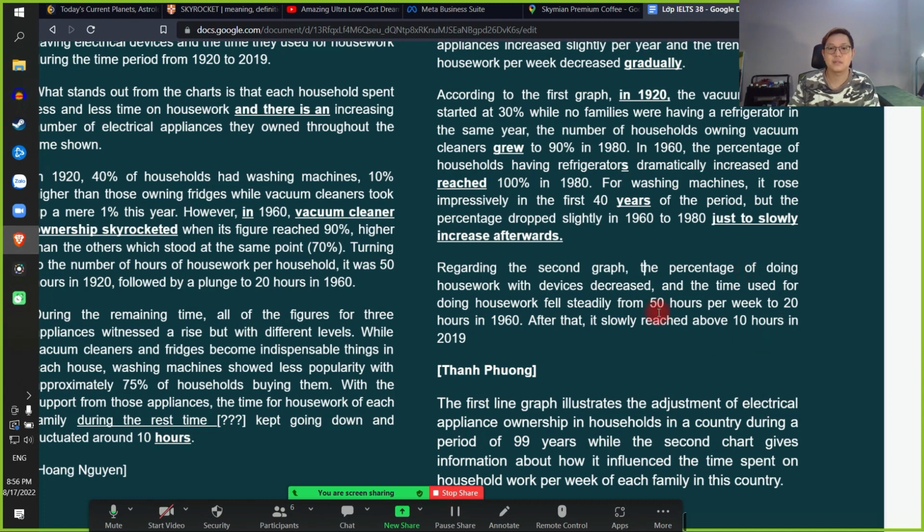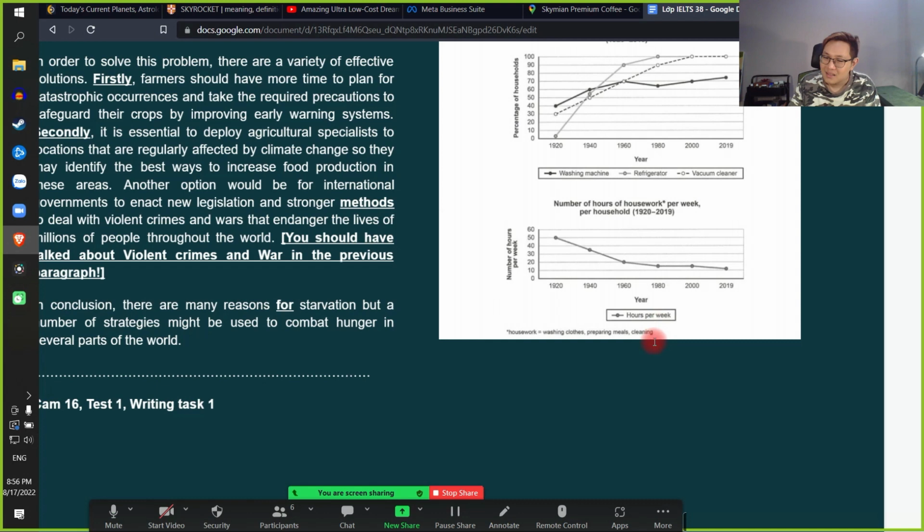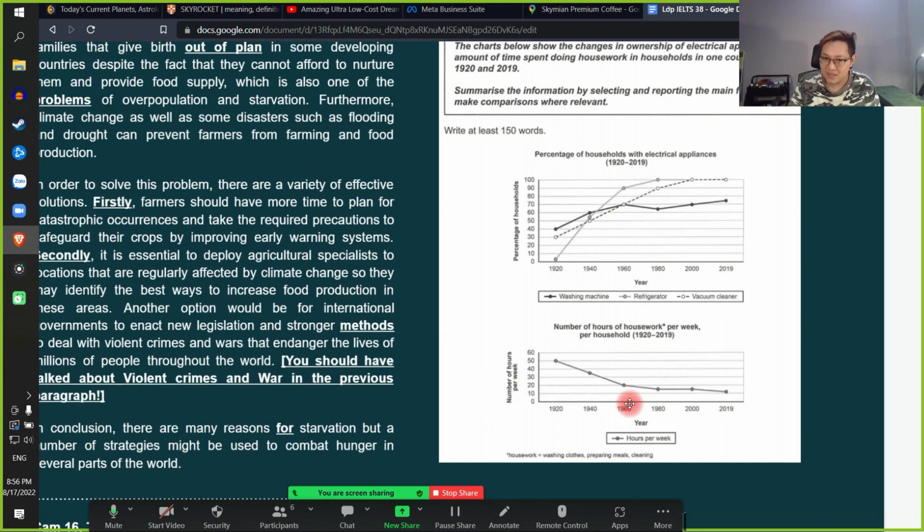Percentage of doing housework with devices? Excuse me? Cái chỗ này ta nói là số giờ làm housework, có chắc là làm housework với những thiết bị này không? Không có chắc. Nguyên, coi kỹ đi, cái này người ta nói chỉ là số giờ làm housework thôi. Còn trên đây là tỷ lệ những hộ gia đình với thiết bị điện tử. Em không thể nào đánh đồng là họ làm housework với những thiết bị điện tử đó được. Em hiểu không?